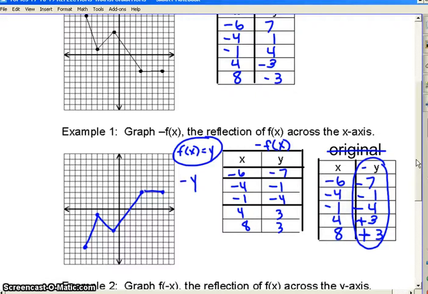Okay, so to help us remember how to do a negative f of x, that just means we're going to change the y values. Okay, we're going to change the y values.